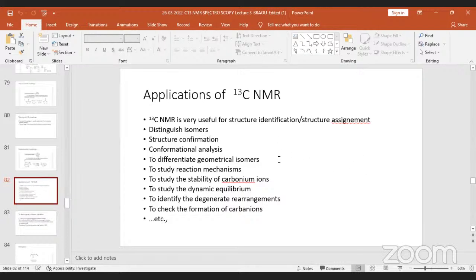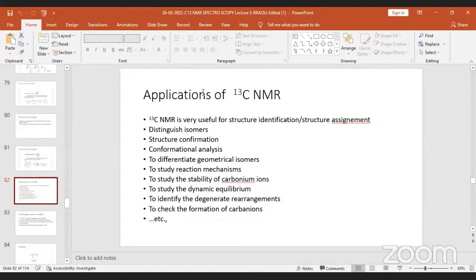Okay, now applications of C13 NMR. Spectroscopy has a lot of application in structural elucidation, and C13 NMR is also one such spectroscopic technique. It will give you a lot of information about known molecules and even unknown molecules.